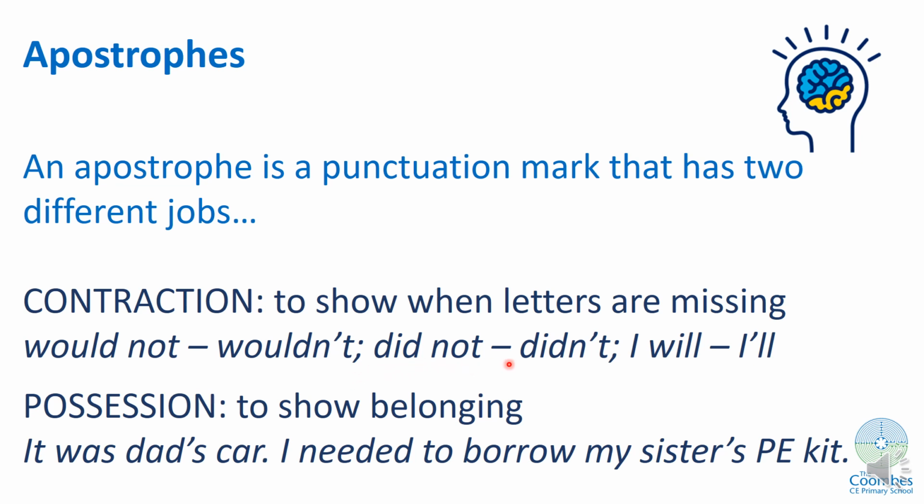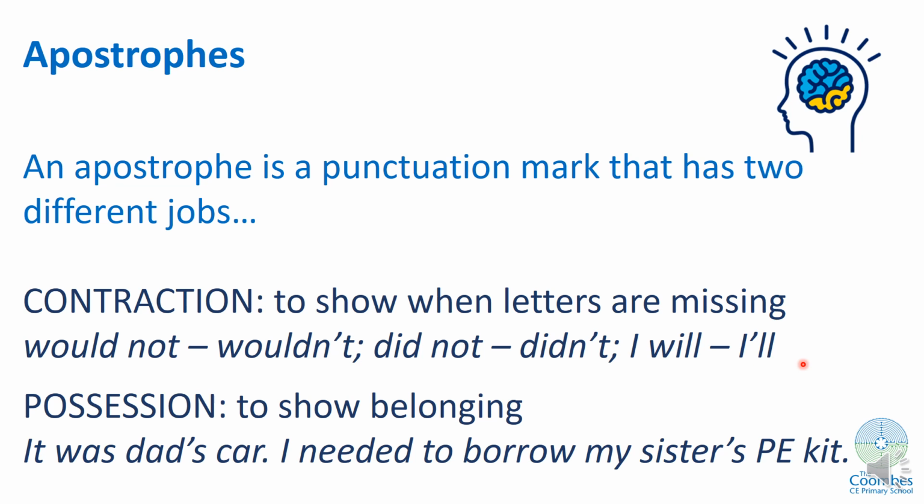Did not becomes didn't. The two words have been squashed together and again the apostrophe sits between the N and the T to show you where the O would have been. And finally, I will becomes I'll. In this case, the apostrophe sits between the I and the L to show you that there are two letters missing, a W and an I. Using apostrophes for contractions is something that we do all the time.